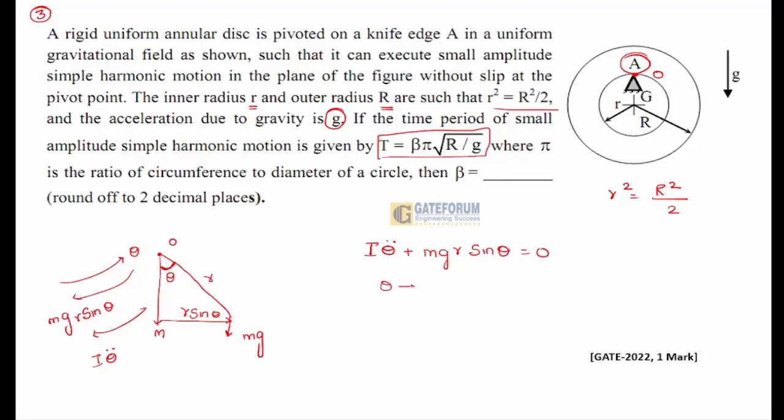So this equation is I theta double dot plus mgR sine theta is equal to 0. When theta is very small, sine theta will tend to theta. I theta double dot plus mgR theta is equal to 0. The task is to calculate I about the hinge, right? So I'll use the formula from the centroid: I naught is equal to I CG plus MR square.